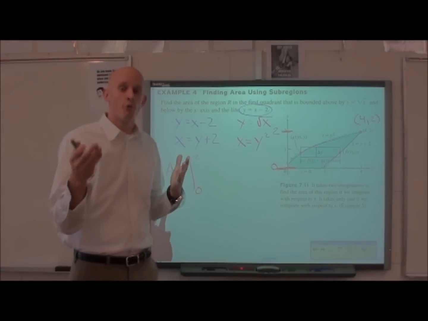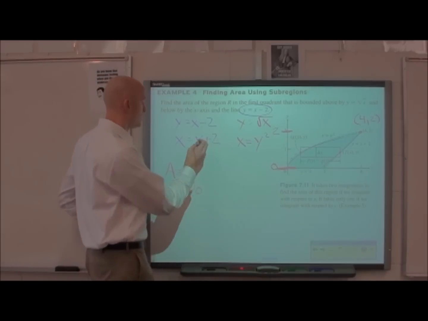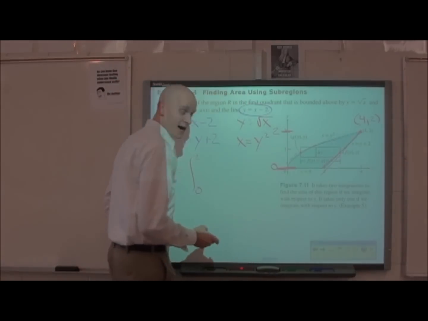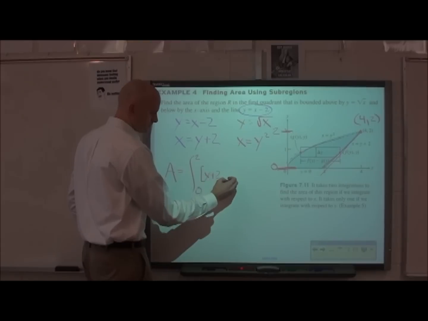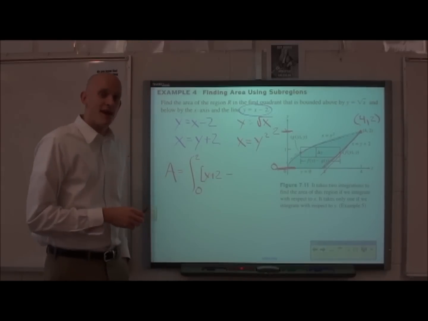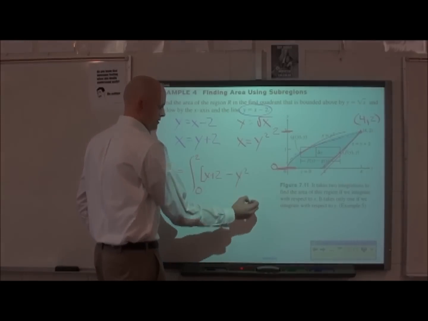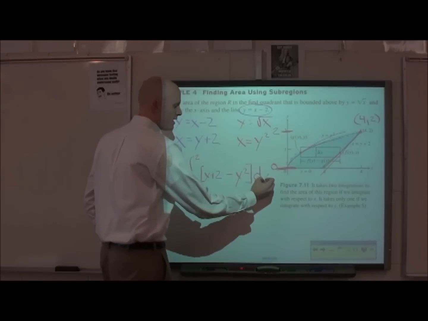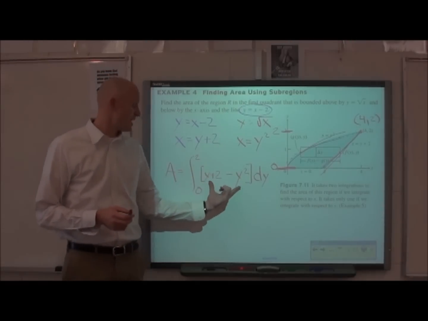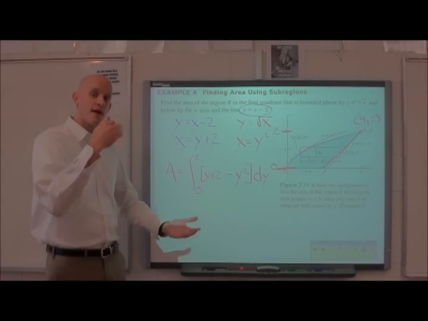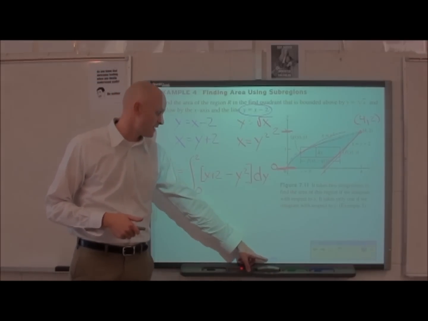Now we want to use right curve minus left curve every single time. Remember that right minus left, right minus left. So the right curve is this line, y plus 2, minus the left curve, which is y squared. And it is dy. With this, we can simplify inside if you wish, and then we will go ahead and use the fundamental theorem of calculus to evaluate this definite integral.